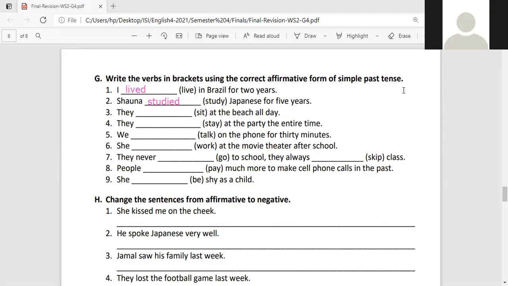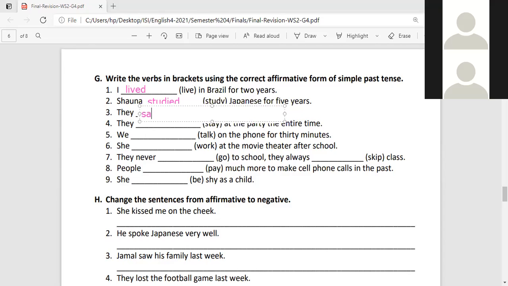Kareem. Yes, continue, Kareem. Number 3, please. They sit at the beach all day. They sat. Excellent. This is one of the irregular verbs. Sit becomes sat in the past. Bravo. Thank you, Kareem.